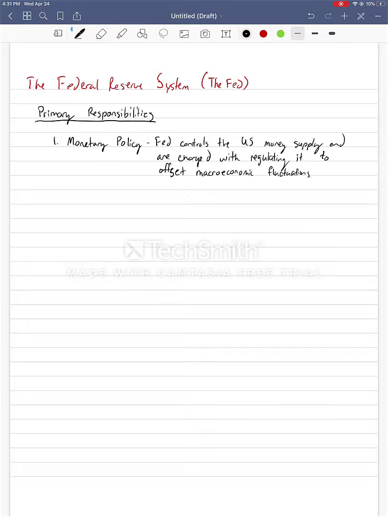Now, the second primary responsibility of the Fed is central banking. We're going to see that the Fed serves as a bank for banks, essentially. They serve as a bank for banks in the sense that they hold their deposits and also extend loans to them. And then the third primary responsibility is bank regulation.